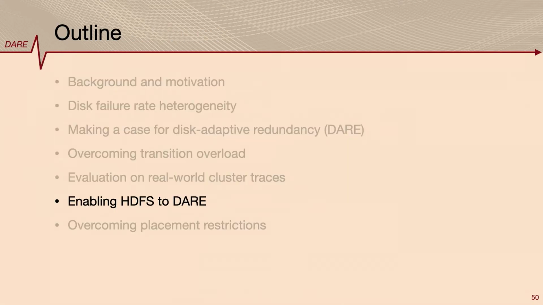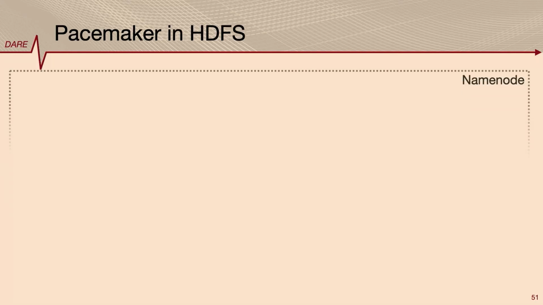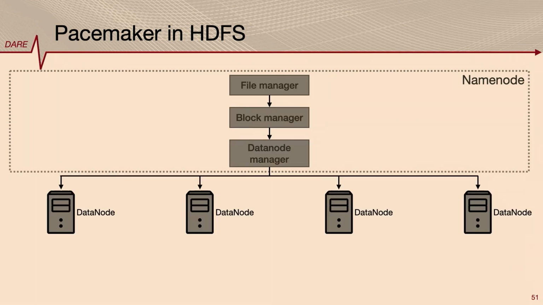Okay, so now a very quick view at how to enable disk adaptive redundancy in a real system like HDFS. This is going to be a really toy example, but an insight nevertheless. So in HDFS, typically you have a name node that has a file manager, a block manager, and a data node manager that manages all the data nodes.